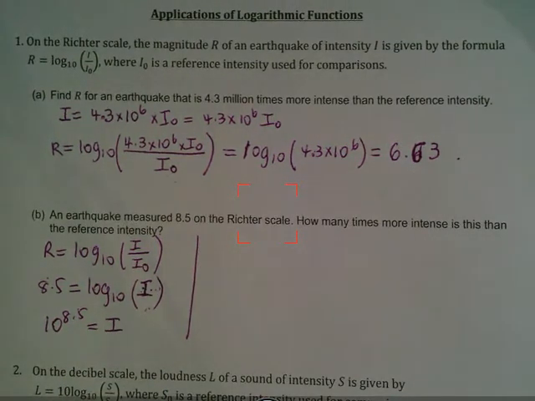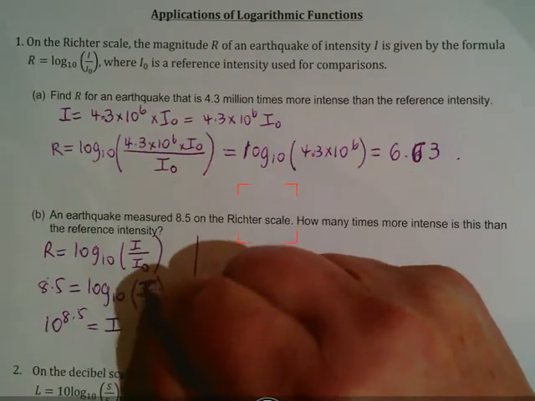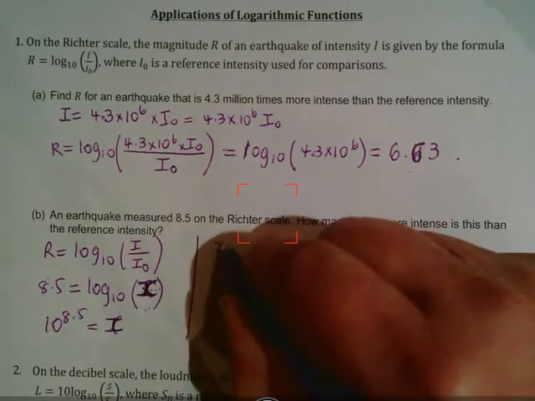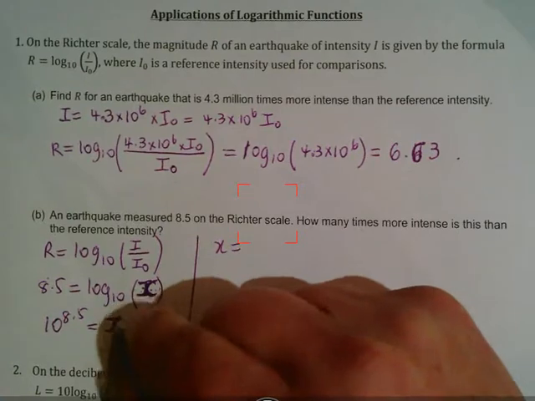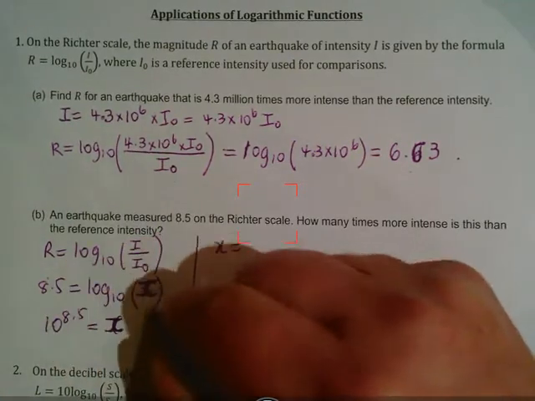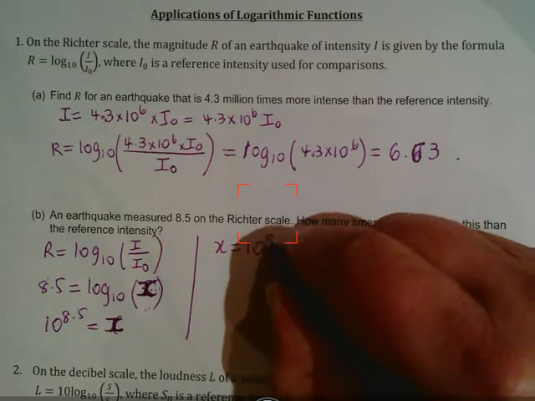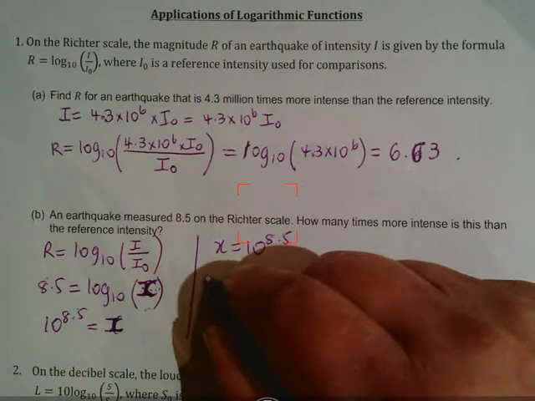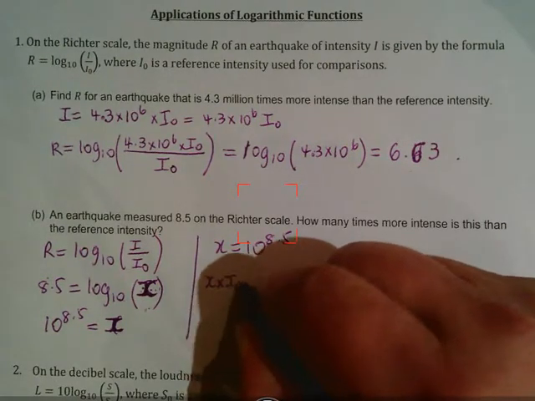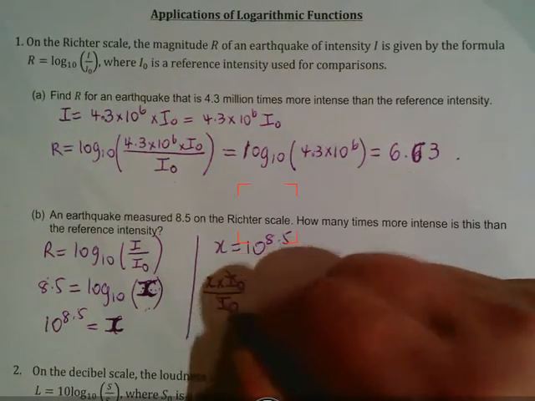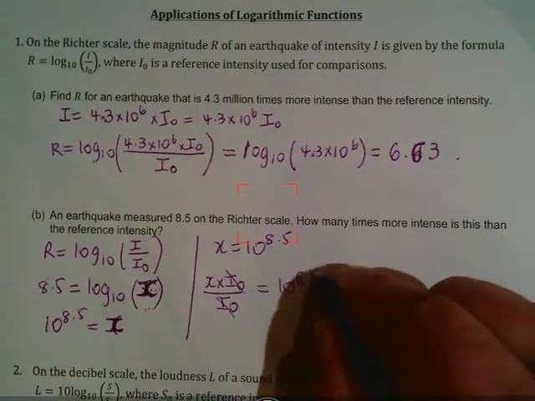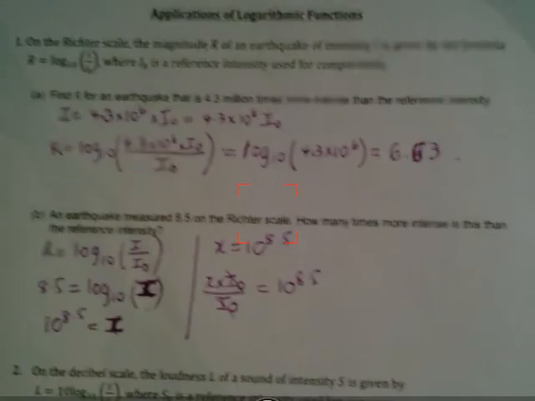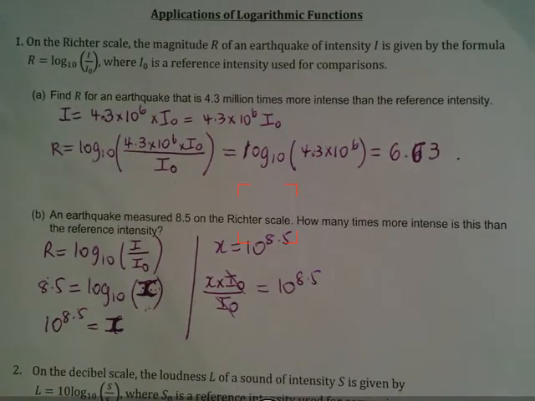All right. Actually, I might just call it X for now. So let X equal, I'll work it out in a minute. So 10 to the power of 8.5 equals X. So X equals 10 to the power of 8.5. Now remember, X is some quantity times I sub 0 over I sub 0, so that the I sub 0's cancel. So therefore, it is 10 to the power of 8.5 times stronger than the reference intensity.